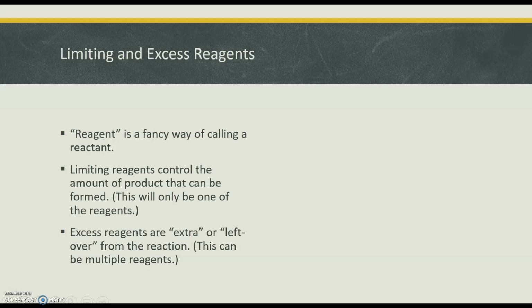A reagent is just a really fancy way of saying reactant. So if you see reactant, see reagent, they're synonymous. Your limiting reagents control the amount of product that is produced from a reaction. This means that you're only going to get as much as the limiting reagent will allow you to get. This is only going to be one of your reagents. All other reagents in a reaction are excess reagents. They are going to be left over at the end of your reaction.